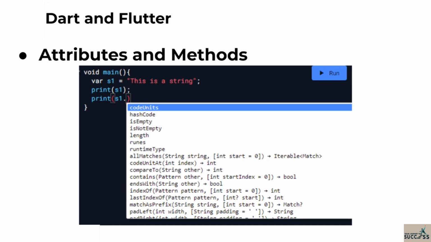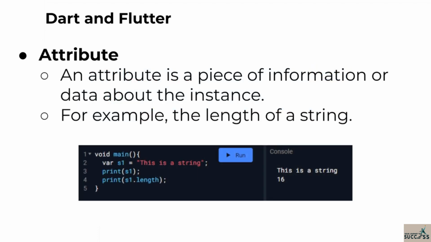So what's the difference between an attribute and a method? Well, an attribute can be thought of as a piece of information or data about the instance. So I have an instance of a string where I say S1 is equal to "this is a string." And then an attribute of that string, or a piece of information of that string, could be how long this string is, how many characters there are. In that case, I can say S1 dot, and then a very useful attribute is length. Something to note here is that attributes are just dot and then the name of the attribute, with no open and close parentheses around them. This is slightly different than a method.